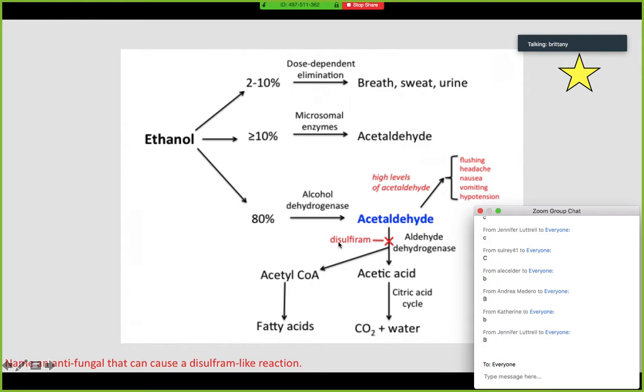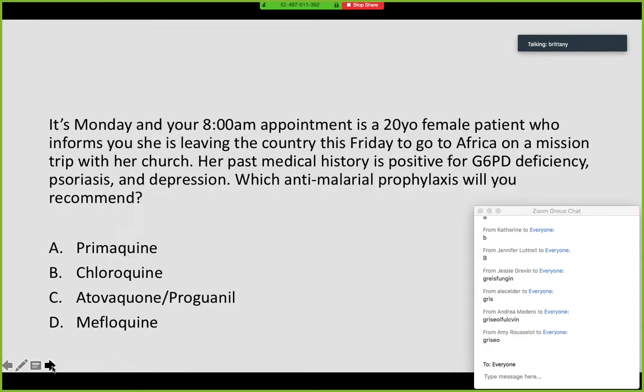So disulfiram targets aldehyde dehydrogenase. So any disulfiram-like reaction is going to act right here. So you have ethanol to acetaldehyde via alcohol dehydrogenase, and then acetaldehyde to acetic acid via aldehyde dehydrogenase. Okay, so what antifungal did she talk about that can also cause a disulfiram-like reaction? Right, you guys got it, the griseofulvin.